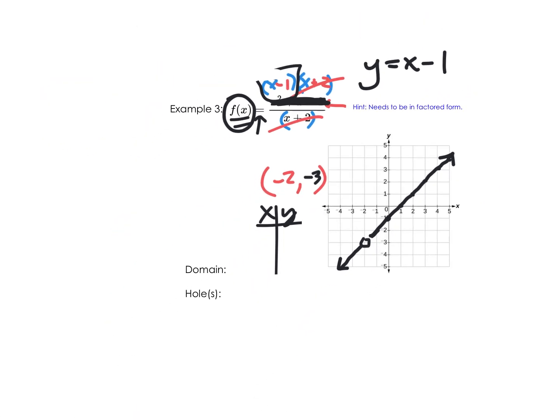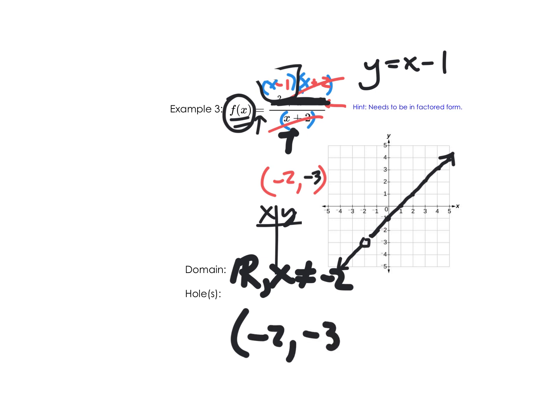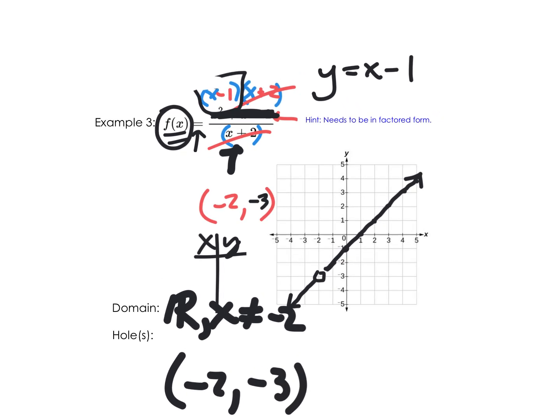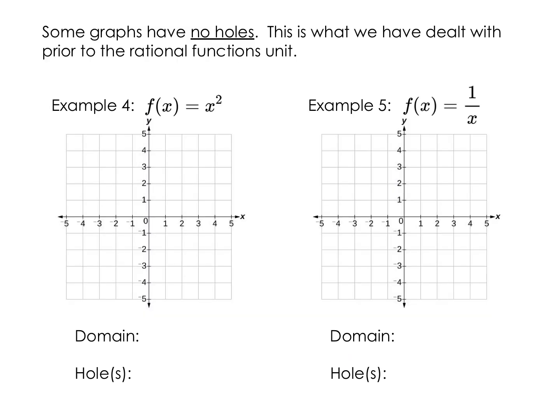All right. What's the domain of this one? All reals except x cannot be what? Negative 2, because that'll make a hole, which is at negative 2, negative 3. How'd you get the negative 3? Because I stuck the negative 2 into the function, and it told me y equaled negative 2 minus 1, which is negative 3. All right, next page. I hope these are getting easier. Domain, all reals except x cannot be what?